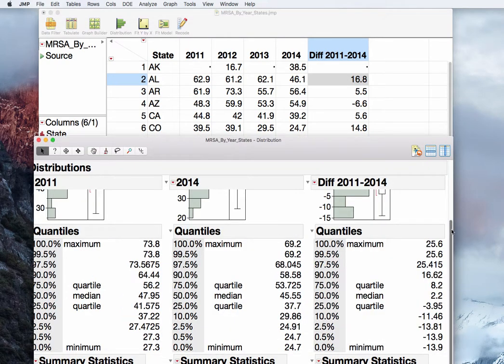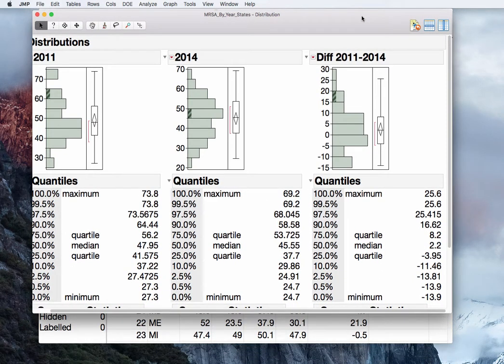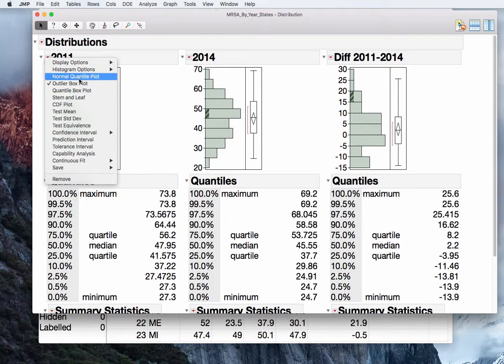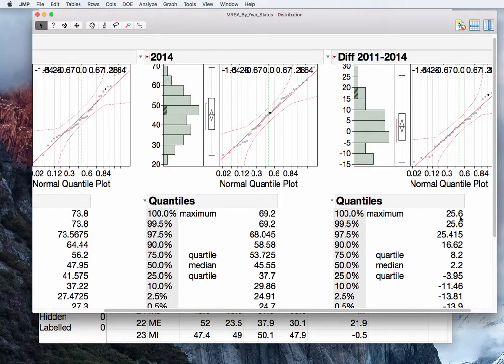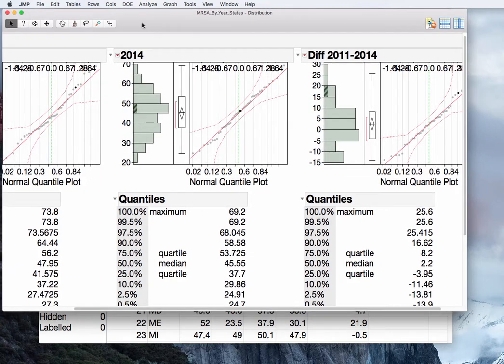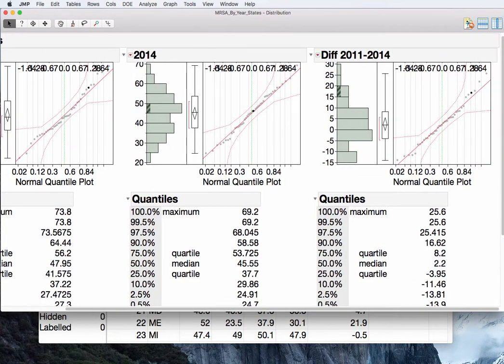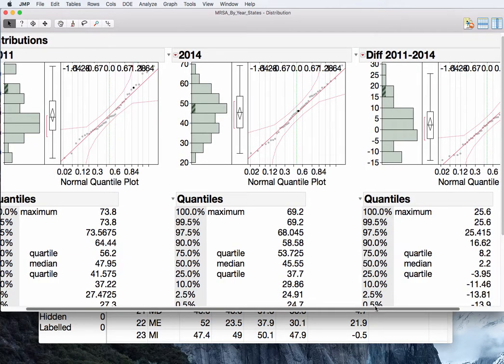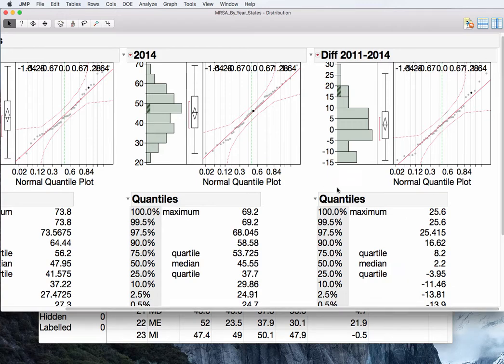We can go ahead and look at then the distribution for the normal quantile plots for all three if we'd like. And all I did was hold the command key on a Mac, or you could hold the control key on a PC to get it to do the normal quantile plots across the board. So the data in 2011 looks normal. The data in 2014 looks normal. We have ample sample size, and both of them for the central limit theorem, as well as for the difference, also does look normally distributed.